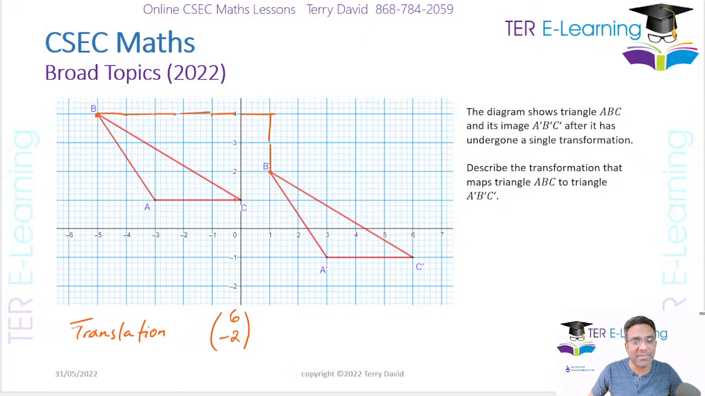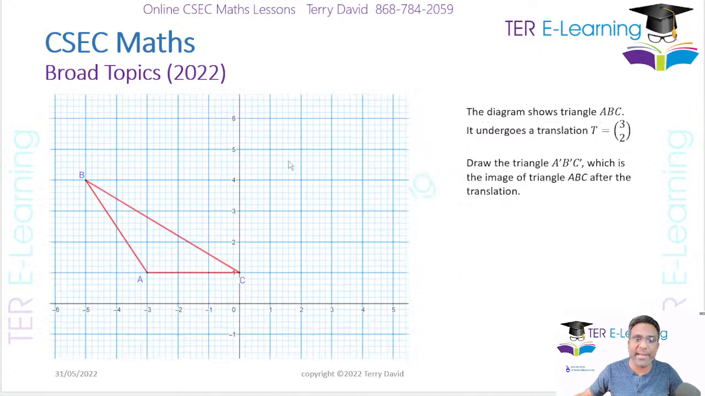Right, so that's my answer for that one here. For this one here now, the diagram shows triangle ABC and it undergoes a translation, right? So you know the translation vector, it is 3, 2, and you want to draw what is the image, A prime, B prime, C prime. What you're going to do for these kinds of questions here, so you can start with any one you want, right? So the vector is 3, 2. Now you have to interpret this vector here.